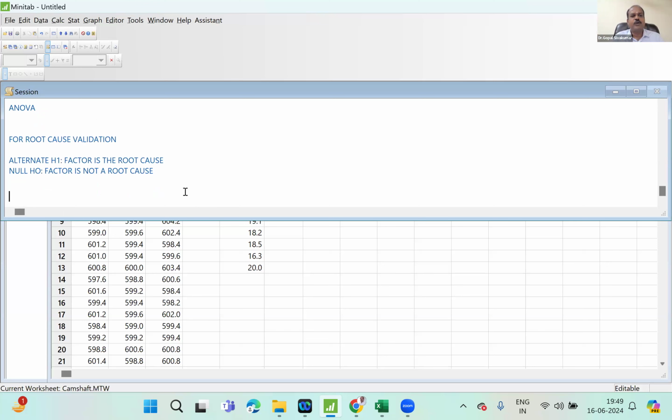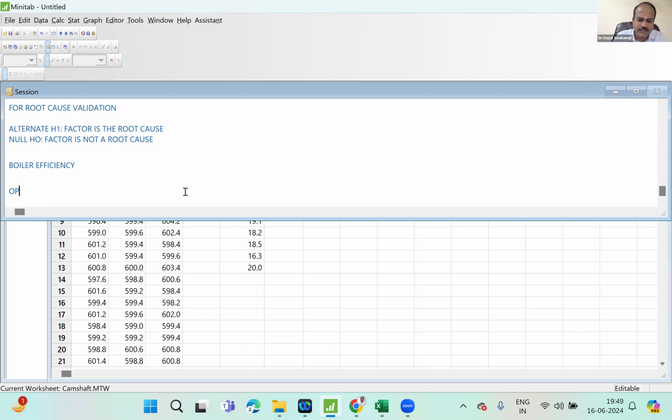All right. Okay. So for root cause validation, your alternate will be factor is the root cause. Your null will be factor is not a root cause. You frame in that manner. Let me tell a scenario. Let's say there is a company where the boiler efficiency is poor. Now we want to fix the problem. And people are saying that, sir, the operating temperature is wrong.